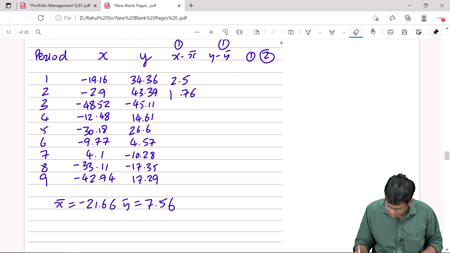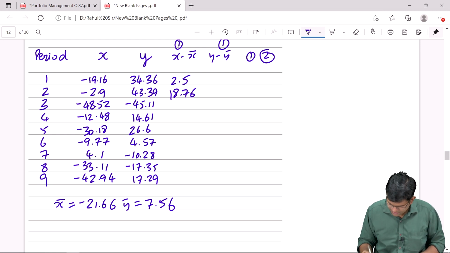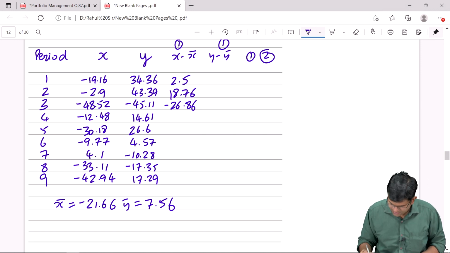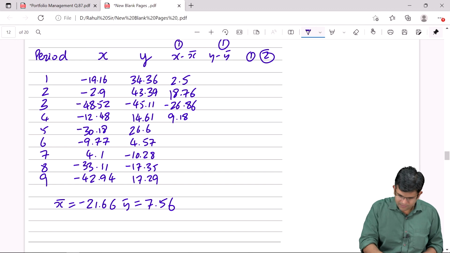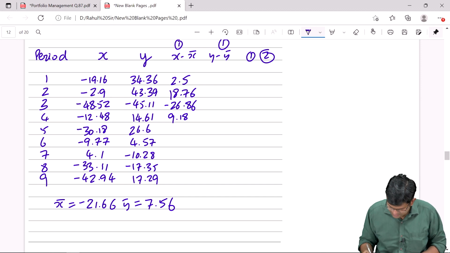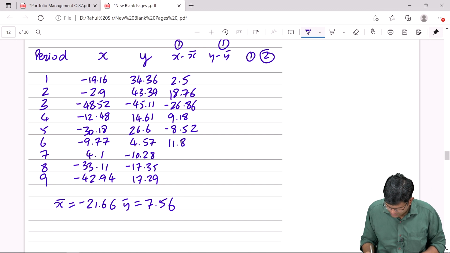Okay, this is 18.76. Then we have got minus 48.52 plus 21.66, and this is negative 26.86, correct? Then we have got minus 12.48 plus 21.66, and this is 9.18. Then minus 30.18 plus 21.66, this is negative 8.52. Then we have got minus 9.77 plus 21.66, this is 11.89.